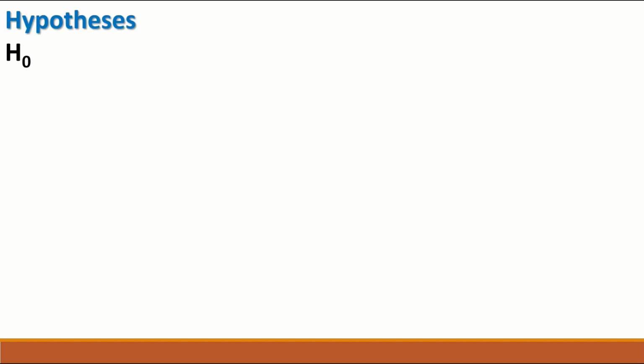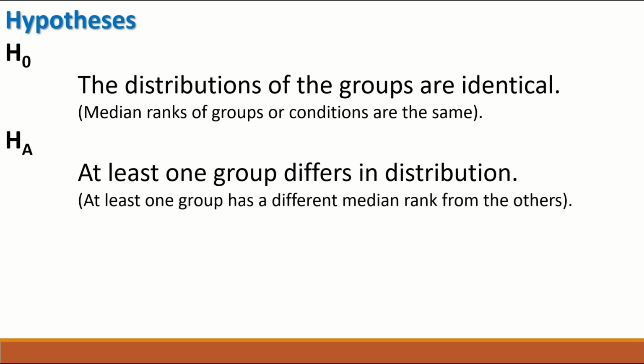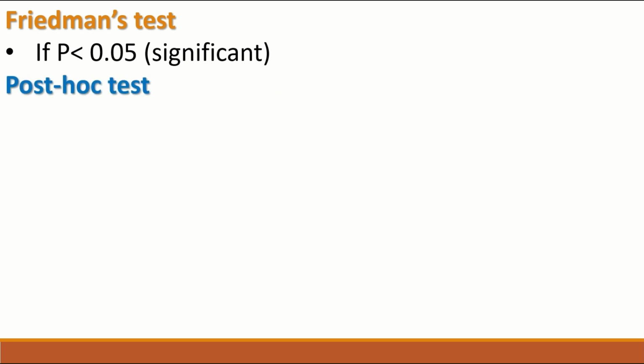To perform the Friedman test, null and alternative hypotheses have to be generated and stated. The null hypothesis will state that the distributions of the groups are identical, which means the median ranks of groups or conditions are the same. The alternative hypothesis will state that at least one group differs in distribution, at least one group has different median ranks from the others. And then a p-value is calculated. If it is less than 0.05, then reject the null hypothesis and accept the alternative hypothesis, which indicates that there is a difference between the groups.